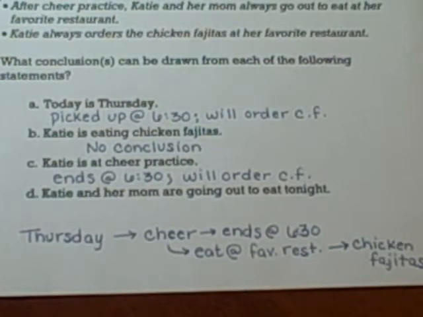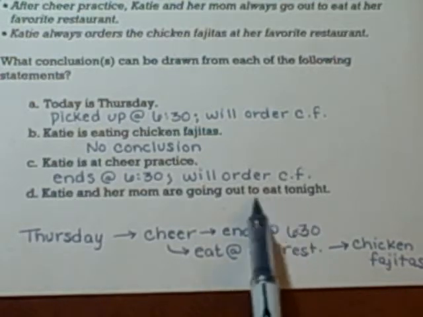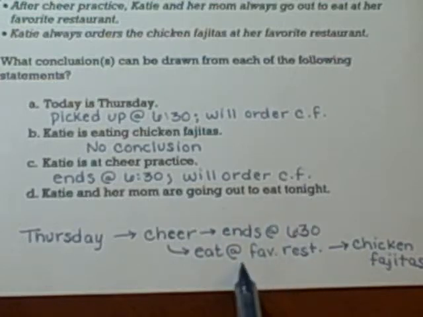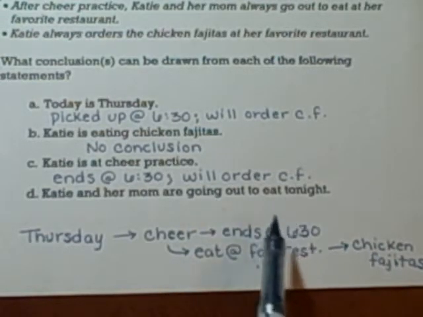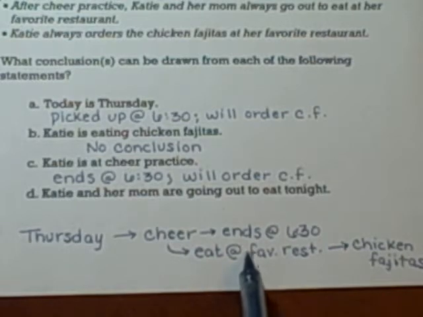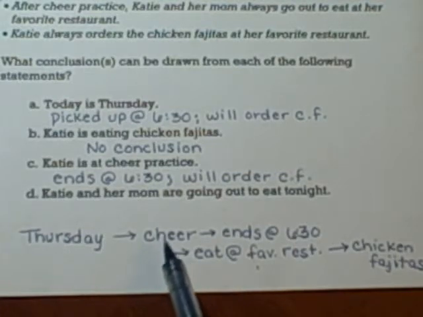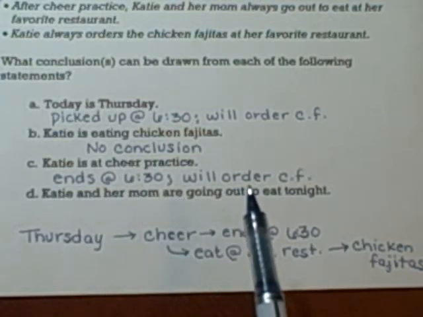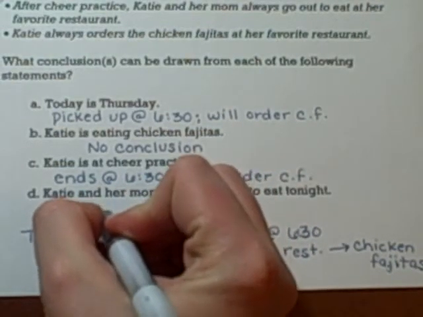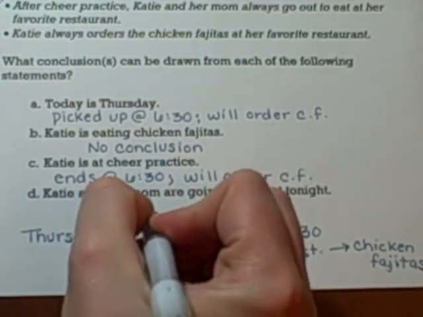Okay. And Katie and her mom are going out to eat tonight. This one's a little bit tough because it doesn't specify where they're going out to eat. If we knew for sure that she was eating at her favorite restaurant, we could say that she would order the chicken fajitas. But it doesn't say where they're going out to eat. So we can't even start here. We don't know this for sure. And we certainly can't work backwards and say that that must mean she was at cheer practice because we can't work backwards in our diagram. We know they go out to eat when she has cheer practice, but maybe they go out on other nights as well. So this one I would also say no conclusion.